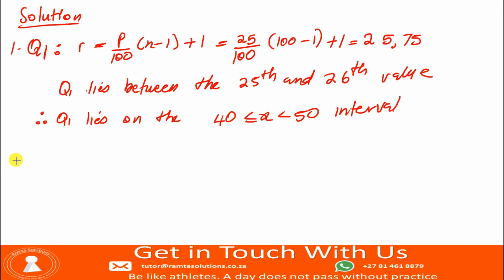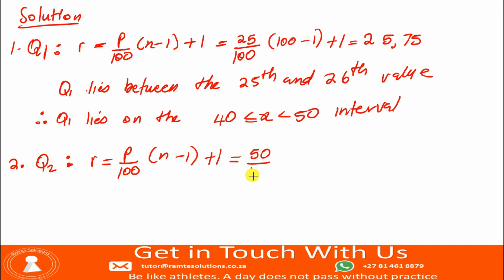Perfect. Now let's look at Q2, which is your median. Q2, we know R equals P over 100 into n minus 1 plus 1. And we're saying median is the 50th percentile, right? It's the 50th percentile. So let's quickly check using our calculator.